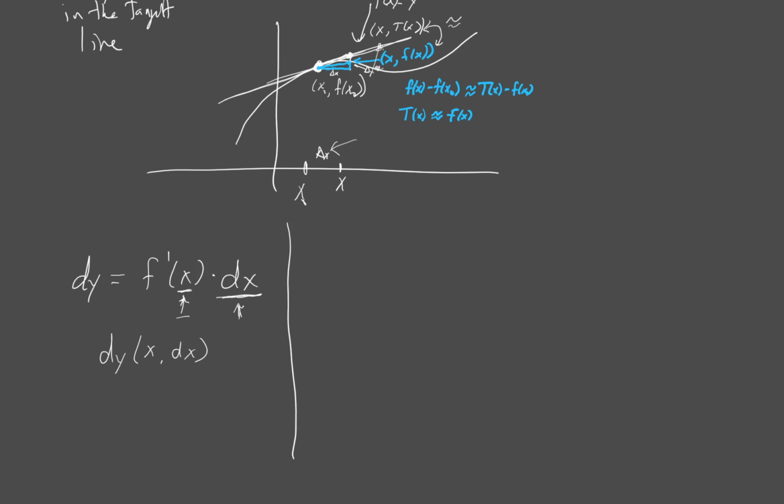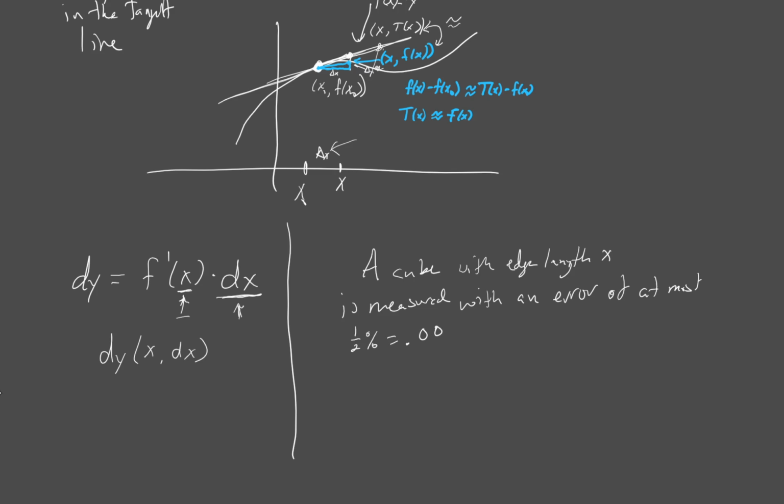So let's do some problems with these. Let's find a story problem here. A cube with the edge length x is measured with an error of at most 0.5%, which is 0.005, right?